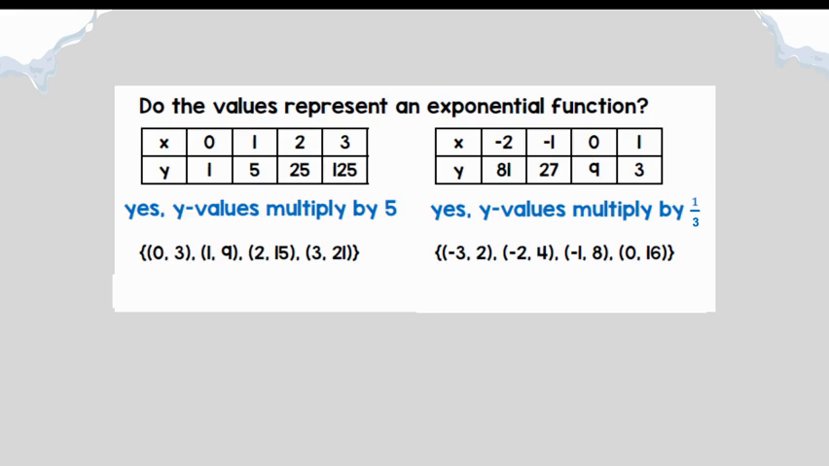For the next one, to go from 3 to 9 to 15 to 21, well, I'm not adding the same thing every time, but at the same time, I'm not multiplying by the same thing, so it is not an exponential function. Oh, excuse me, we're adding 6.